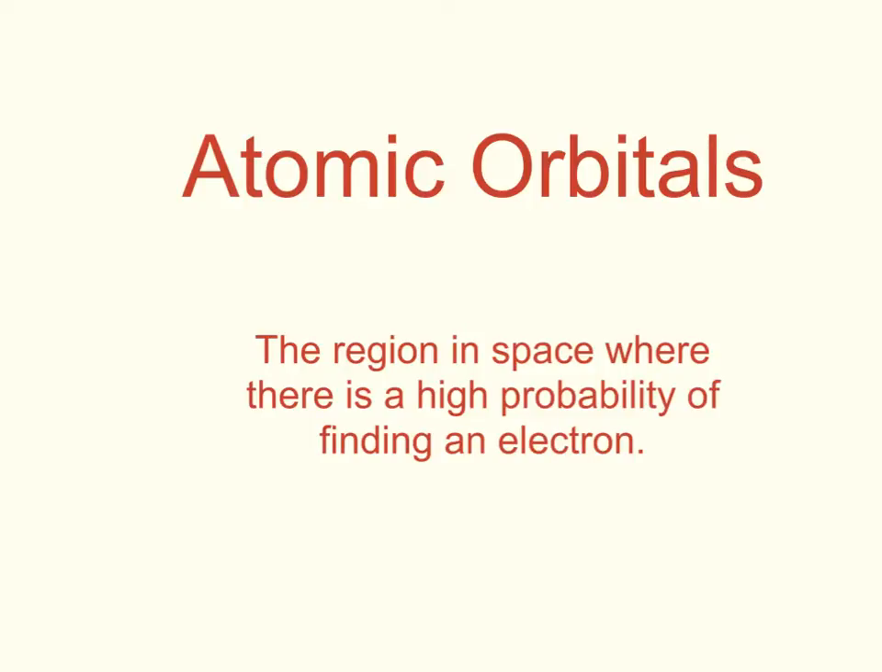This screencast is on atomic orbitals and quantum numbers. Atomic orbitals are the region in space where there's a high chance of finding an electron. Remember that electrons spin really quickly around the nucleus, and so we don't find them in just any one particular location, but we find them in a region or a general area in the atom. And so we're going to take a look at those different areas where we're likely to find an electron.